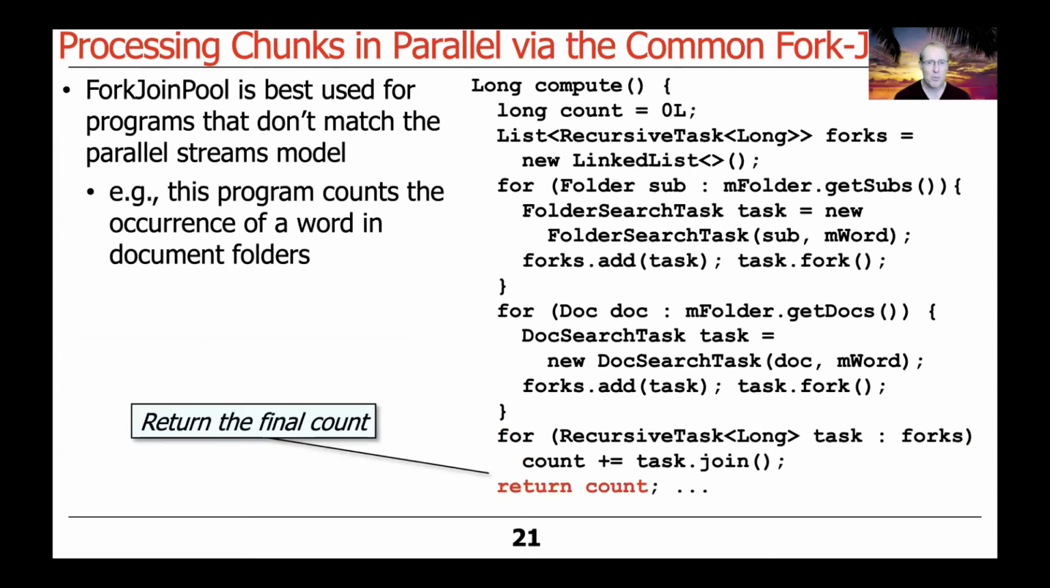So this particular approach, you could actually also do this with parallel streams, but in this particular case, we're just going through the folders and the documents within a folder and doing this processing. So it's fairly clean, fairly neat, and doesn't really lend itself particularly to the parallel streams model, although you could write it that way. But this is a nice example of using the common fork join pool.